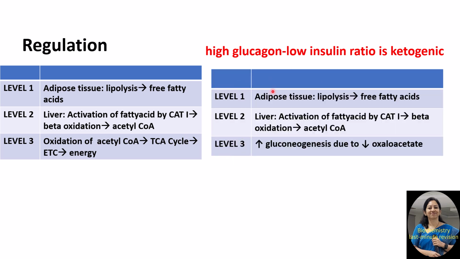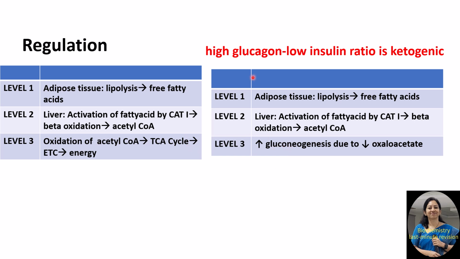So what level of regulation is disturbed when there is high glucagon? Let us try to understand. At level 1, there is no problem. Adipose tissue undergoes lipolysis under the influence of glucagon during fasting or starvation, releasing free fatty acids. At level 2 also, in the liver, there is activation of fatty acids by carnitine acyltransferase, which undergo beta oxidation to form acetyl-CoA. Now at level 3, in healthy individuals, when the ratio is maintained appropriately, this acetyl-CoA is channelized to the electron transport chain to provide energy, right?